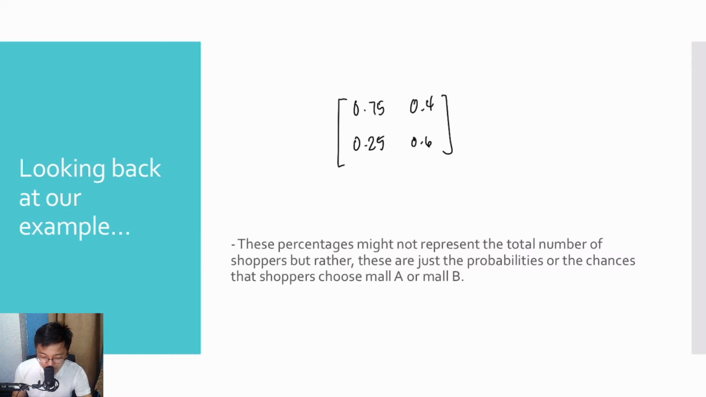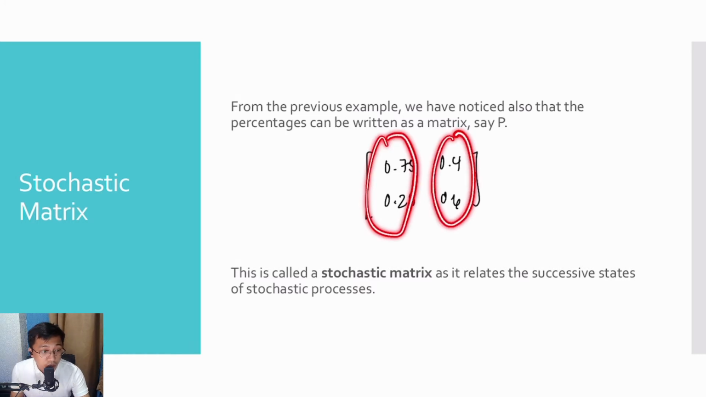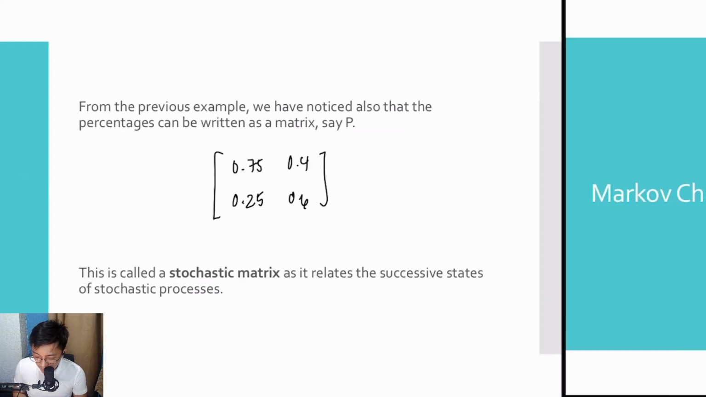And what's special about this matrix is that we can also say that this matrix is a stochastic matrix. Bakit siya stochastic matrix? Okay, so let's look at the columns. If you add up the values of the columns, they will all add up to 1. So, if all the columns add up to 1, we can say that this represents a stochastic process. Okay, so ayan.